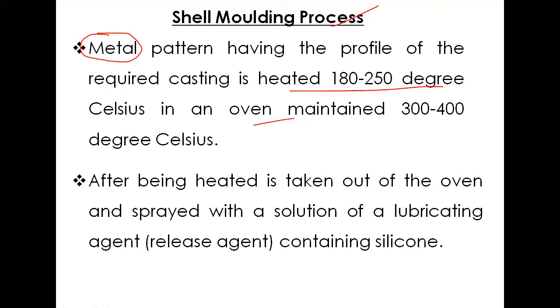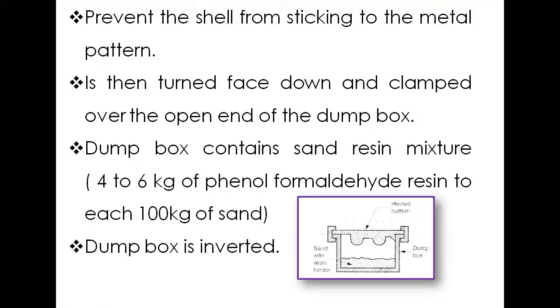After being heated, it is taken out of the oven and sprayed with a solution of lubricating agent, called a release agent, containing silicone. This is to prevent the shell from sticking to the metal pattern.